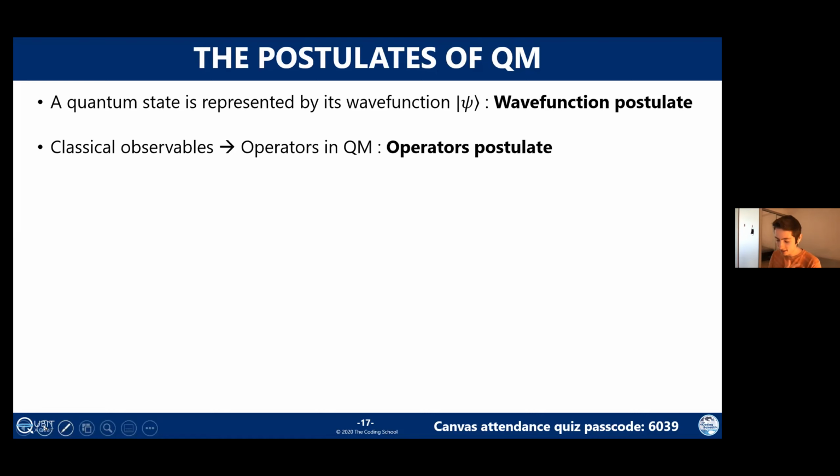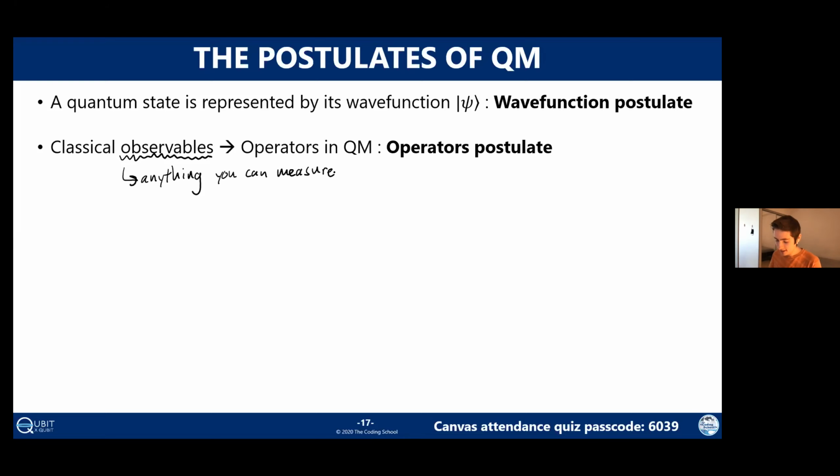Second one is that classical observables become operators in quantum mechanics. We call this the operators postulate. I will pause here briefly to explain some of these words because I know they can be confusing. An observable is literally just anything you can measure. Complicated word, yes, but a very simple concept. Examples of observables would be position, momentum, spin, charge, number of electrons, any of those things can be observables.